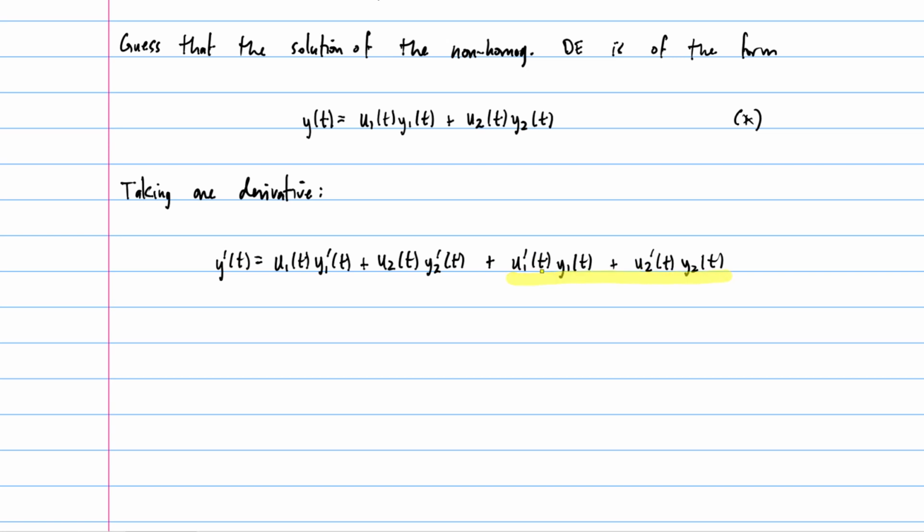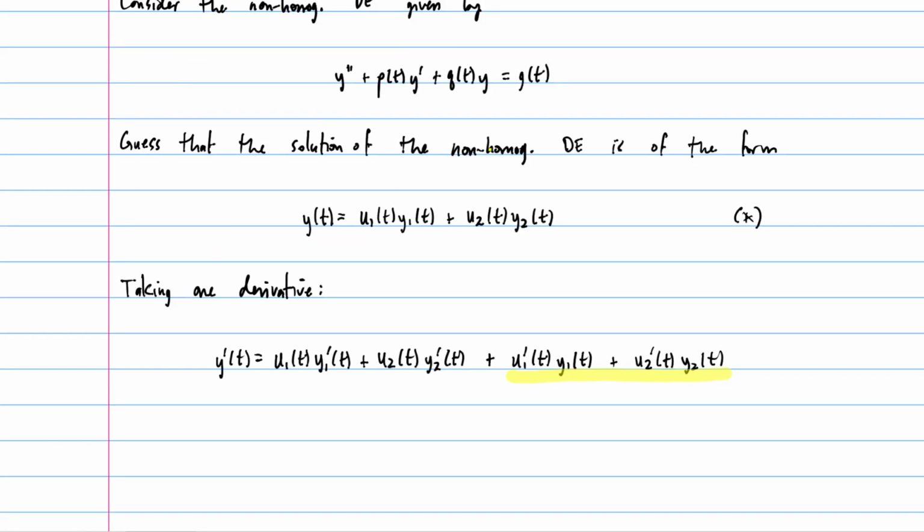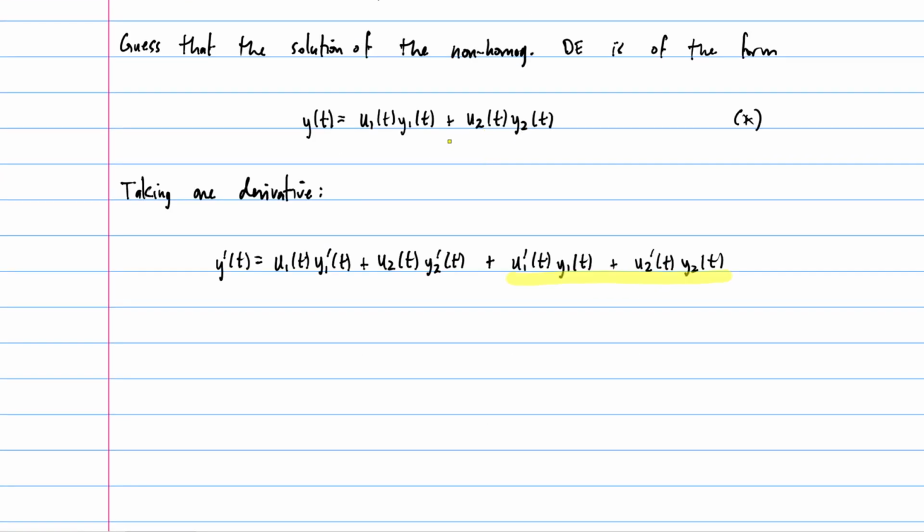The coefficient functions u. That's the main idea. Maybe I didn't make that clear. But if we can determine these functions u, then we know the solution, right? Because we already know y1 and y2 in this scenario. We are assuming that we have our fundamental solution set up here, right? So if we can determine u1 and u2, we'll have our solution.